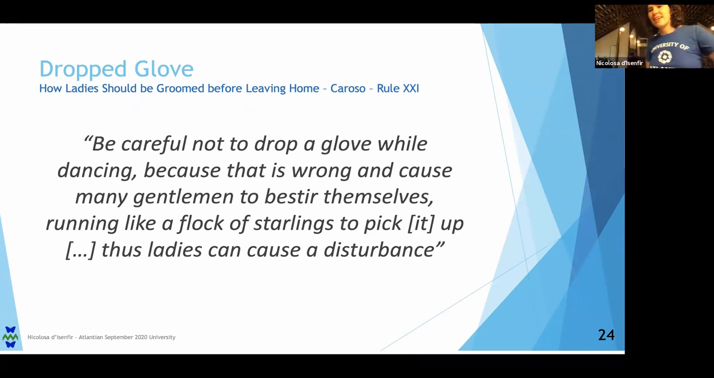Now finally, I saved the best for last. Oh, I've dropped my glove. What shall I do? Humans have not changed in 400 years. So ladies, to behave badly and cause quite the stir and have the gentlemen running like a flock of starlings, go ahead and drop that glove. Make the whole room aware of what you've done. Notably, in the section about how ladies should groom themselves, he references that if you do not tie your stockings on properly, or other things that modesty does not permit him to mention, those too could fall during a dance, causing gentlemen to bestir themselves. So ladies, this is my favorite way of how you can behave badly.